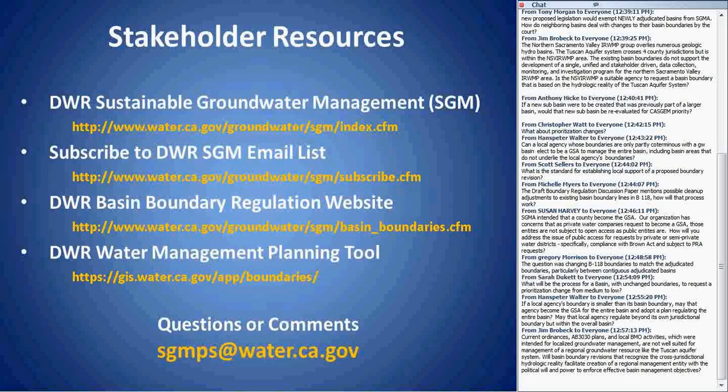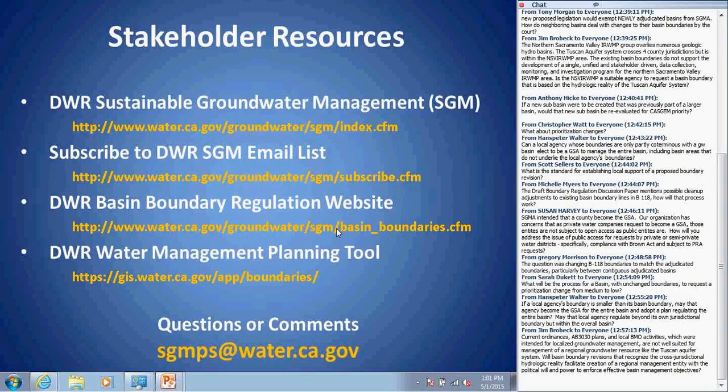So the next question is, how will DWR address public access for GSAs created by private water districts? Yeah, I'll take that one. GSAs are only formed by local public agencies, again referencing the code addressed in section 10723.6. So a combination of local agencies may form a GSA by using the following methods: either a joint powers agreement, memorandum of agreement, or another legal agreement.